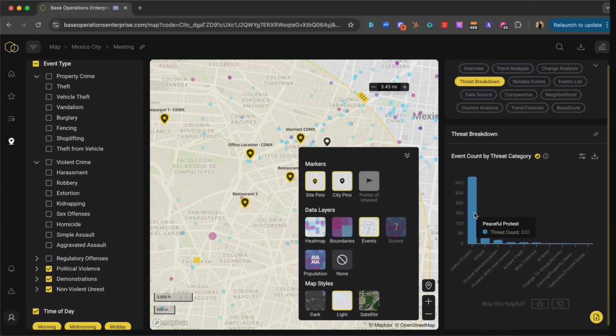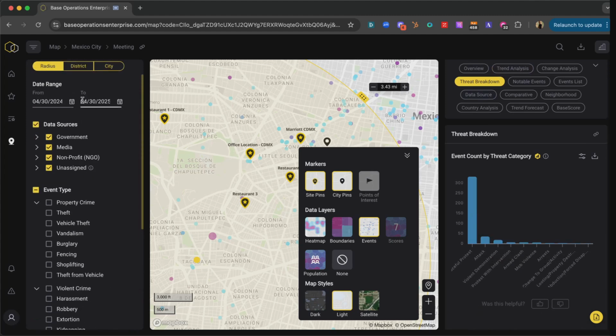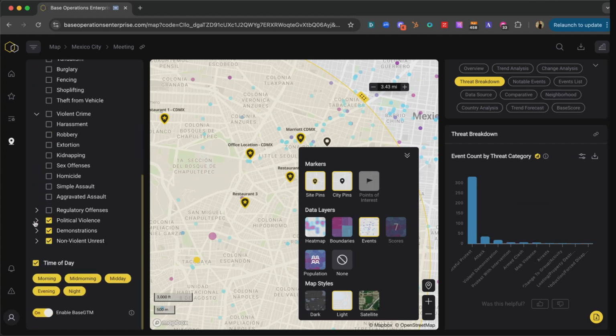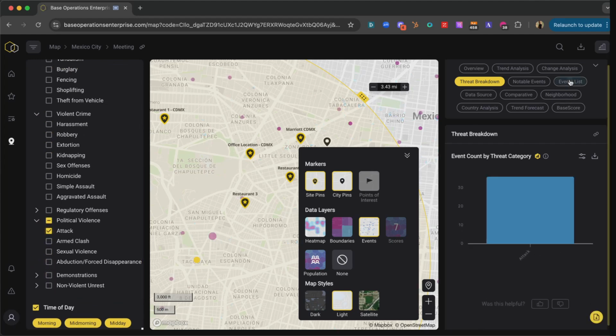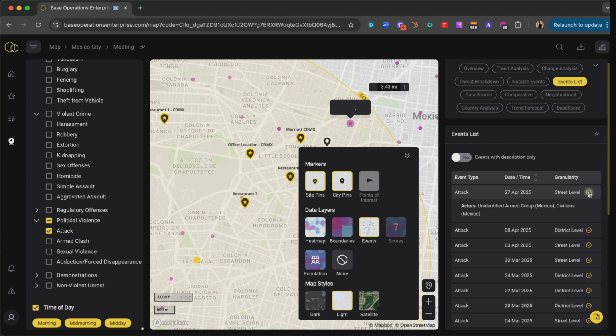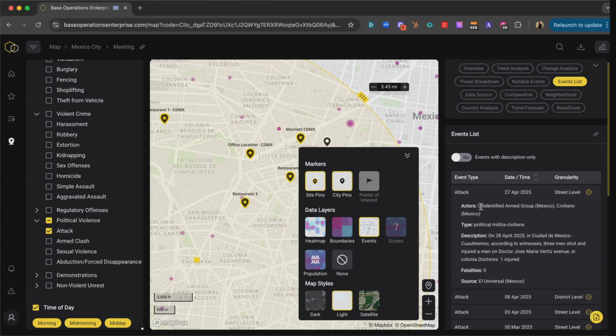Threat breakdown is going to quickly tell me that it's mostly peaceful protests, but there's actually been quite a few attacks on civilians in the past 12 months. Maybe I want to dig into those a little bit more. Digging into those attacks on civilians, I'm going to be able to get a little bit more detail here. If I go over to my events list and I break down, let's just look at the most recent attack. We can see actor groups involved in the event, some details associated with the event, as well as whether or not there were any fatalities. We'll also get some attribution data here.